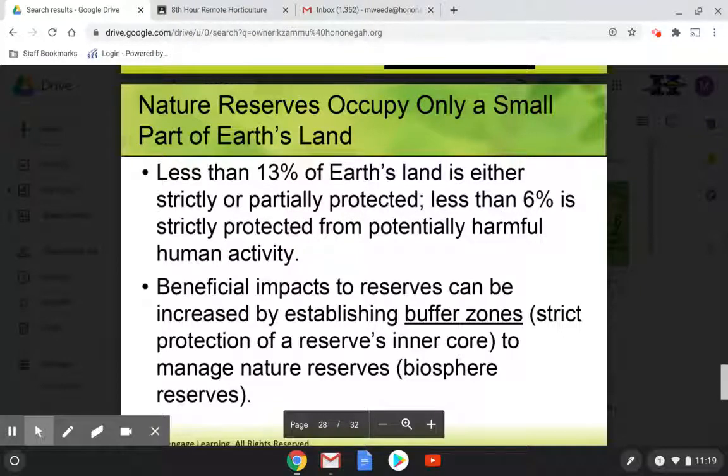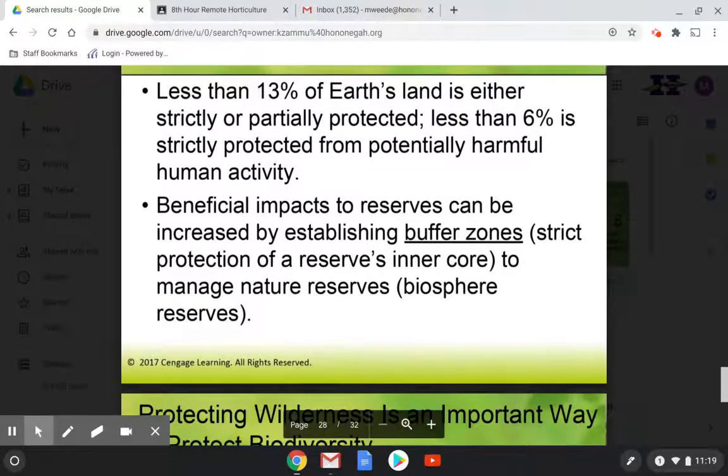And so beneficial impacts to reserves can be the increase of established buffer zones. And so these are strict protection of reserves' inner core to manage nature preserves. So again, we are letting things be. We're not going to let human influence destroy the area, and we allow for things to grow and essentially just let it be. We don't bring our pollution, we don't bring our deforestation, or we don't bring our cattle to feed on these different areas. We just let them be what they be.